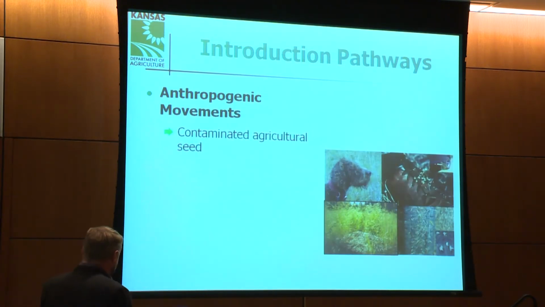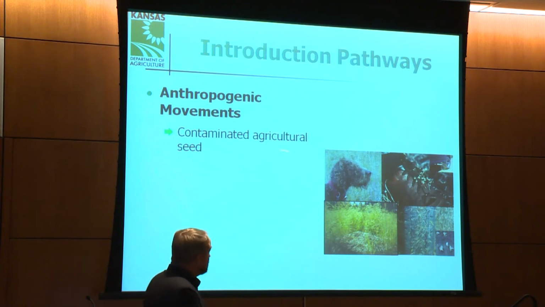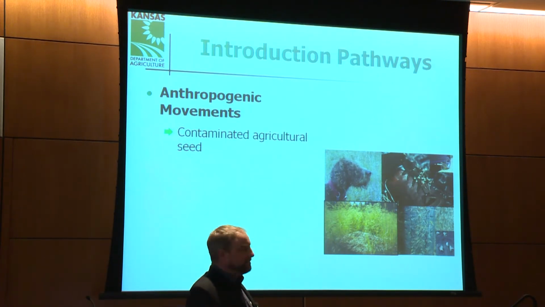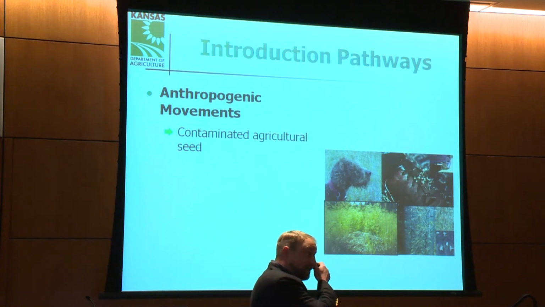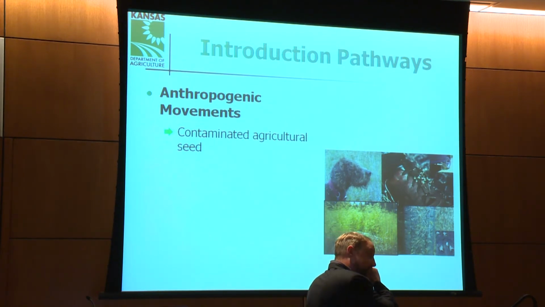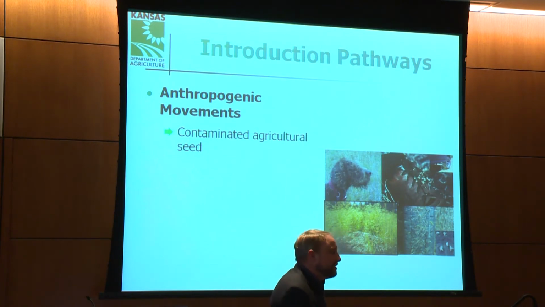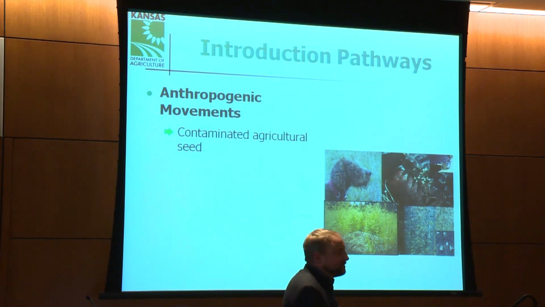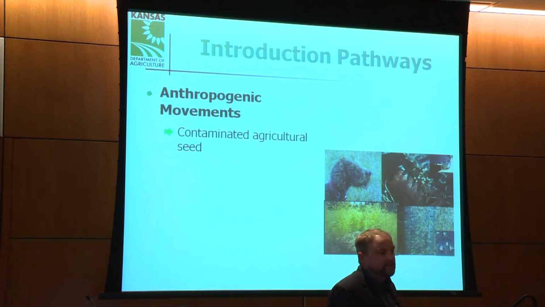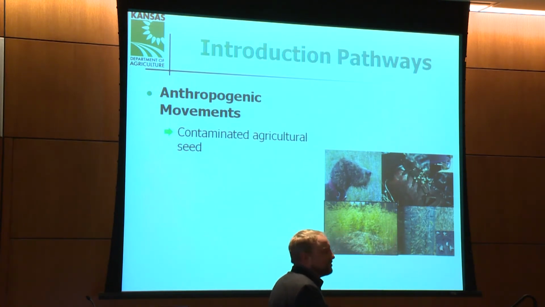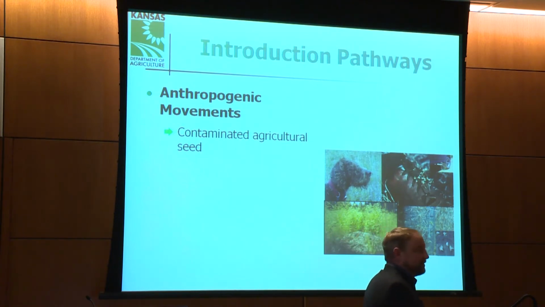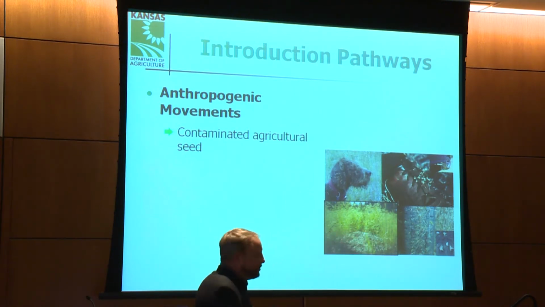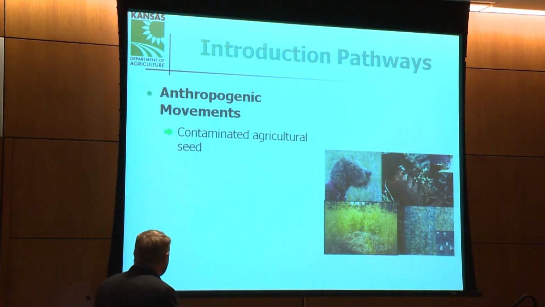Some more movements. Another big one historically is contaminated agricultural seed. I guess I talked about that earlier. Many of our agricultural weeds were introduced this way. They brought wheat seed over from Europe. It had some of these weed seeds in it. Now the weed seeds are here. Johnson grass, I'm sure everybody's heard of Johnson grass. That was introduced intentionally. A guy named Johnson, believe it or not, brought it over thinking it'd make great forage. Well, it got a little too big for forage and spread a little too quickly.